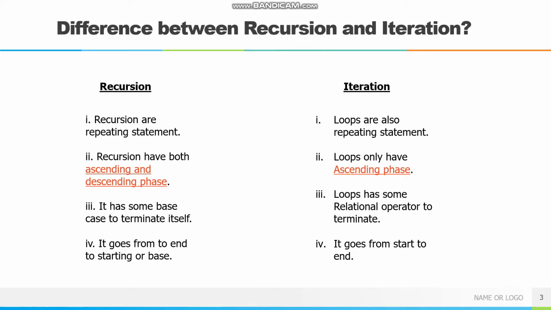Recursion has a base case to terminate itself, while a loop has some relational operator or some condition to terminate. Recursion goes from end to start. We make the logic by thinking from its end to its start, while the logic is built from start to end in loops or iteration.